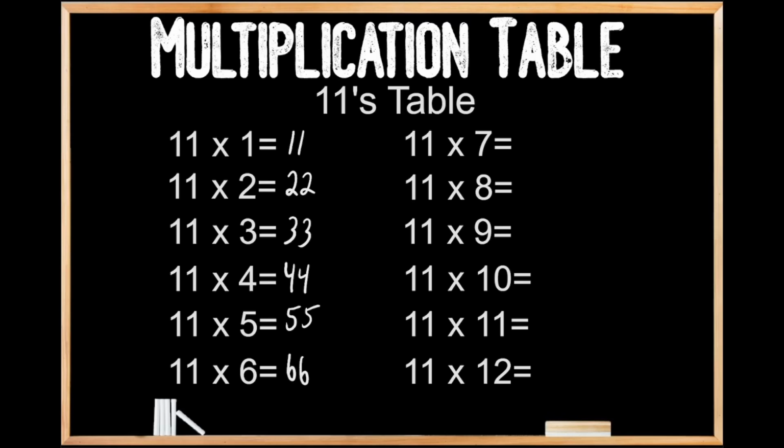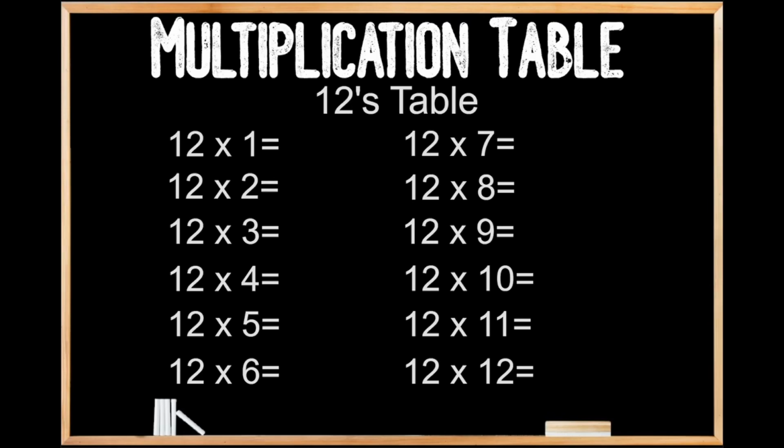11 times 7 is 77. 11 times 8 is 88. 11 times 9 is 99. 11 times 10 is 110. 11 times 11 is 121. And 11 times 12 is 132.